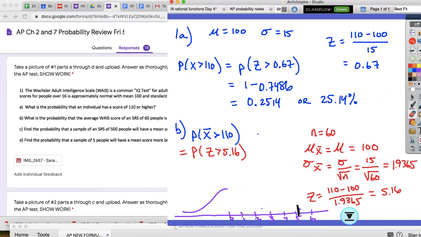Okay, sorry for the delay. Okay, so at about 3 standard deviations is where it typically will kind of drop off. So there's pretty much going to be nothing happening once you get past here. So if I'm finding the probability that z is greater than 5.16, there's nothing over there. So this would be essentially 0.